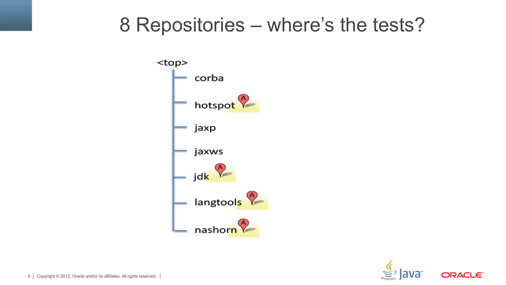In the hotspot repository, you'll find some tests for hotspot and the VM. In the JDK repository, you'll find the tests for the libraries and APIs and many other things. In the LangTools repository, we have tests for the javac compiler and other LangTools APIs. A recent addition to JDK8 is the Nashorn JavaScript engine, which is in its own repository and comes along with its own tests. So 8 repositories and tests in 4 of those repositories. Clearly there are tests missing from other repositories, and we'll talk about that as we go through the slides.